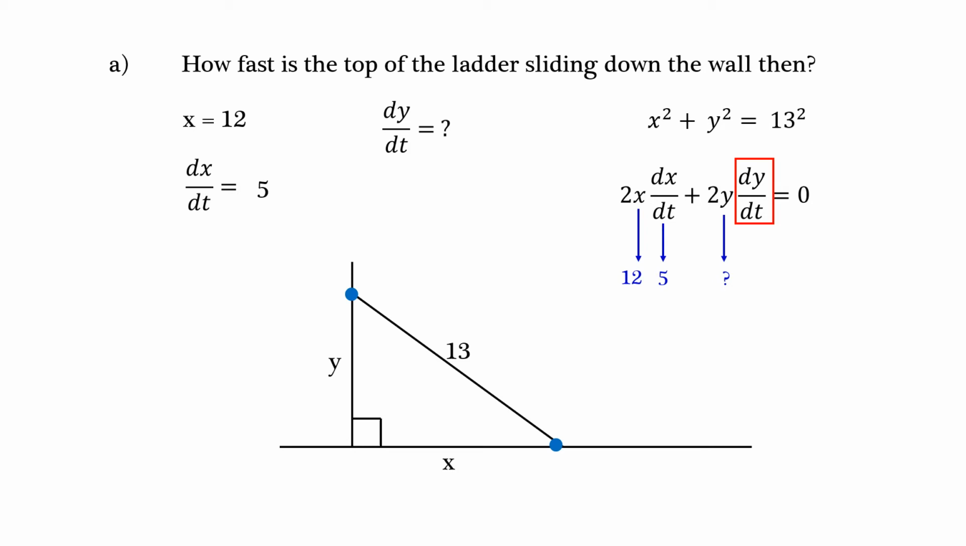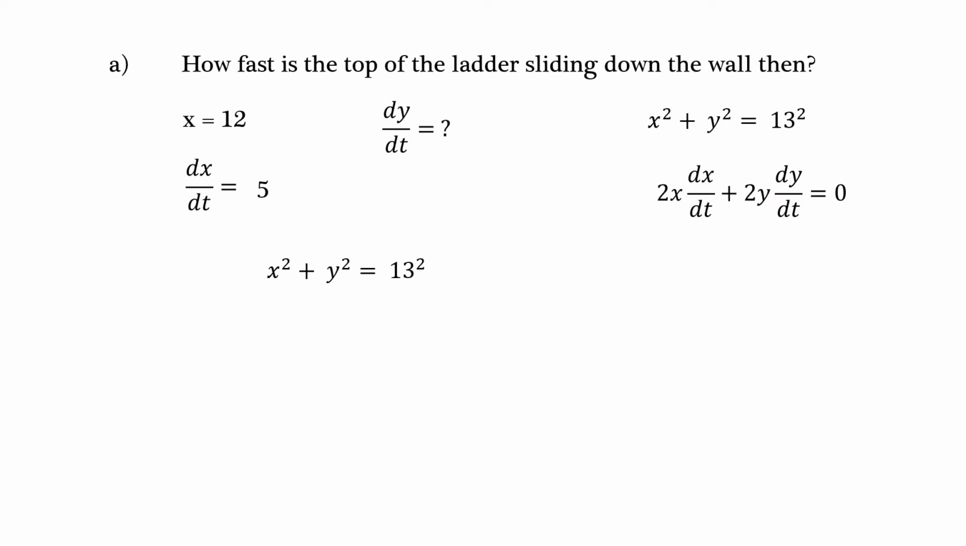So how are we going to find the y? We will still use our Pythagorean theorem. We will substitute x with 12, and then we are going to solve for y. So we can say that y squared is equal to 13 squared minus 12 squared, and that will give us 25. And solving for y, we will get positive or negative 5. We are just going to use positive 5 because y represents the distance between the top of the ladder and the ground. So now we are ready to substitute y with 5. And again, dx dt is also 5.